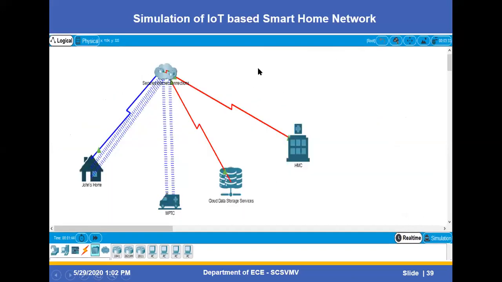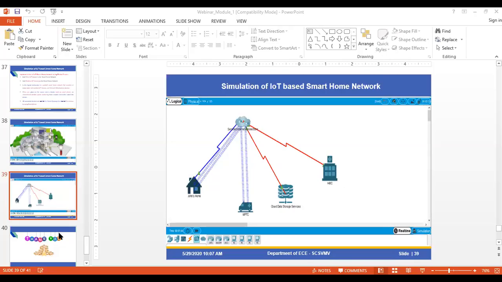And this is a logical diagram of this smart network. For example, this is our smart home. This is our MPTC. For example, it is connected with some vehicle, and the information is shared to cloud data storage and other data storage and all things. Okay, in this manner you can construct the simulation of data. Also you check with this one.